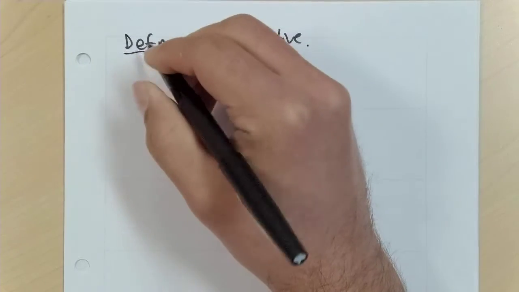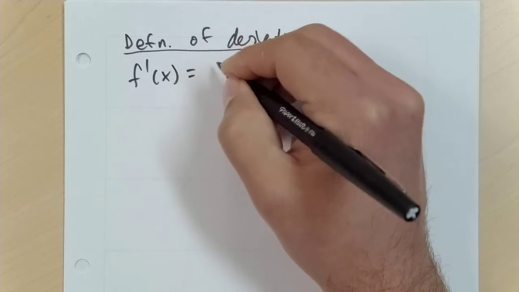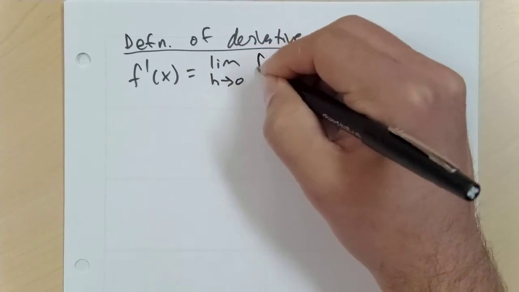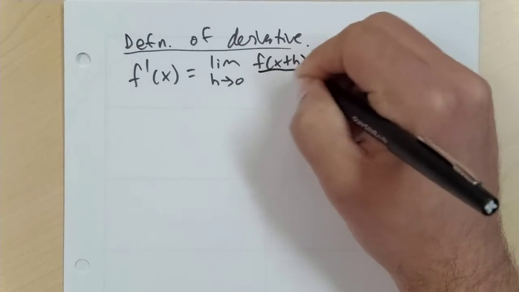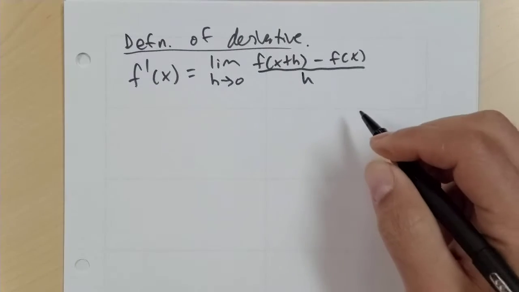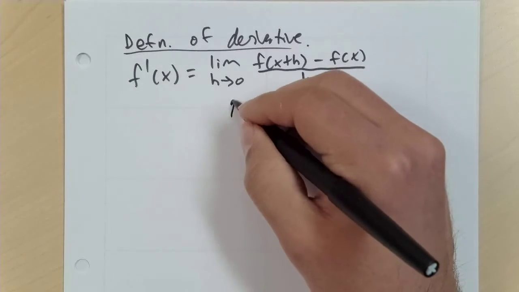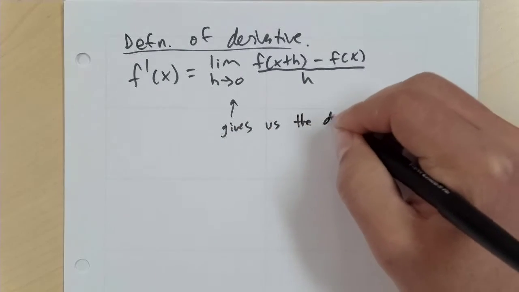So we know that f prime of x is the limit as h approaches 0 of f of x plus h minus f of x, all over h. Okay, and it's important to note that this gives us the derivative function.